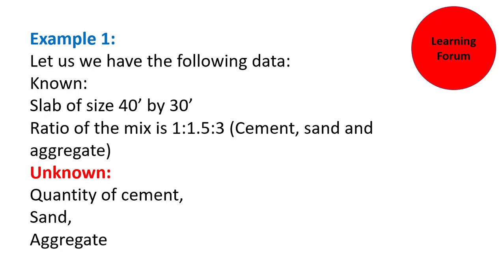So the slab size is, let's say, 40 by 30, and the mix is, let's say, 1:1.5:3. That is, cement is 1, sand is 1.5 ratio, and aggregate is at a ratio of 3. The unknown, as we already mentioned, is the quantity of cement, the quantity of sand, and the quantity of the aggregate. Now, what would be our first step?